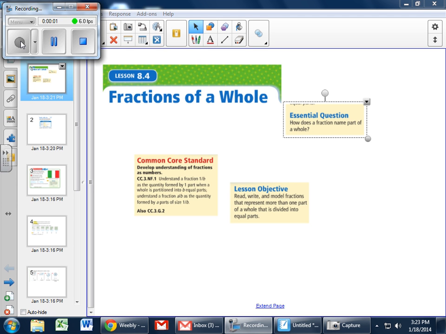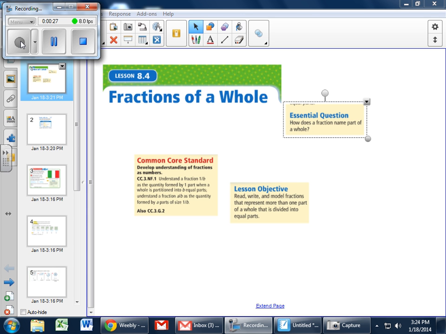Welcome to lesson 8.4, working on fractions of a whole again. Last lesson we did units of a fraction. We're going to look at the denominator and numerator as our vocabulary today, and continuing to work on the Common Core standards of developing understanding of fractions as numbers. Your essential question, how is a fraction named part of a whole? So looking at how to write them and what does it mean.